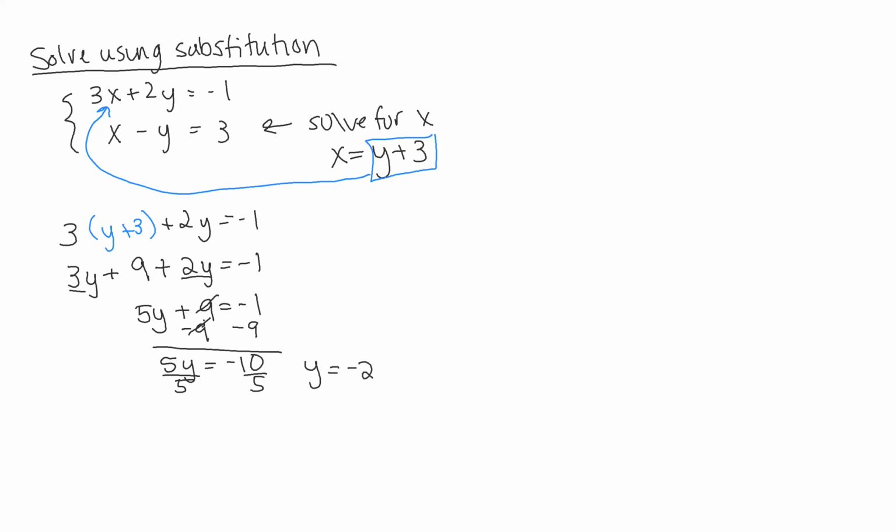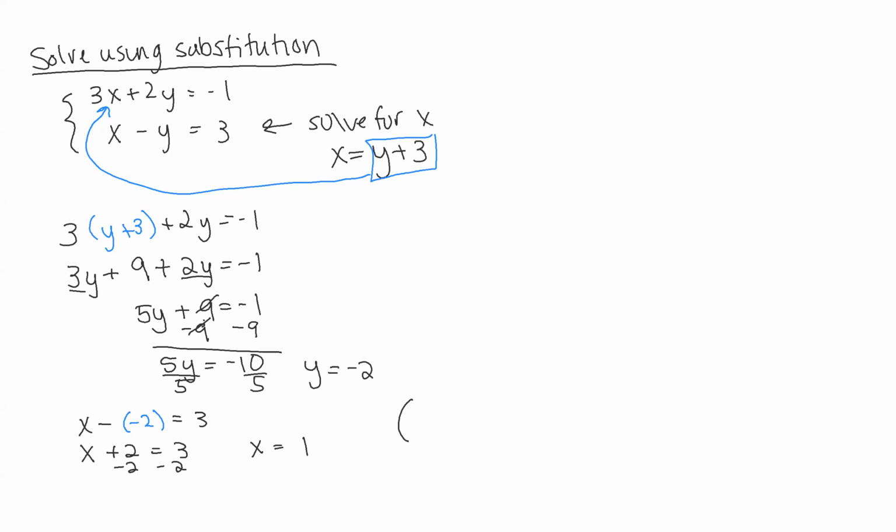But now we want to plug this value for -2 back into one of the original equations. So I'm going to plug it into the second equation. So the second equation is x minus y, which is -2. That equals 3. So I get x, and then when I subtract a negative, it just becomes a positive. So I get x plus 2 equals 3. I'm going to subtract 2 from both sides, and I end up getting x equals 1. 3 minus 2 is 1.